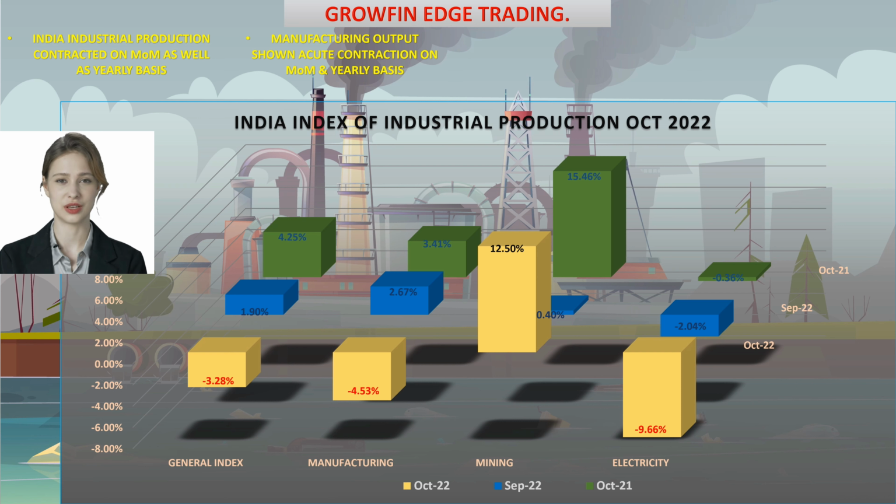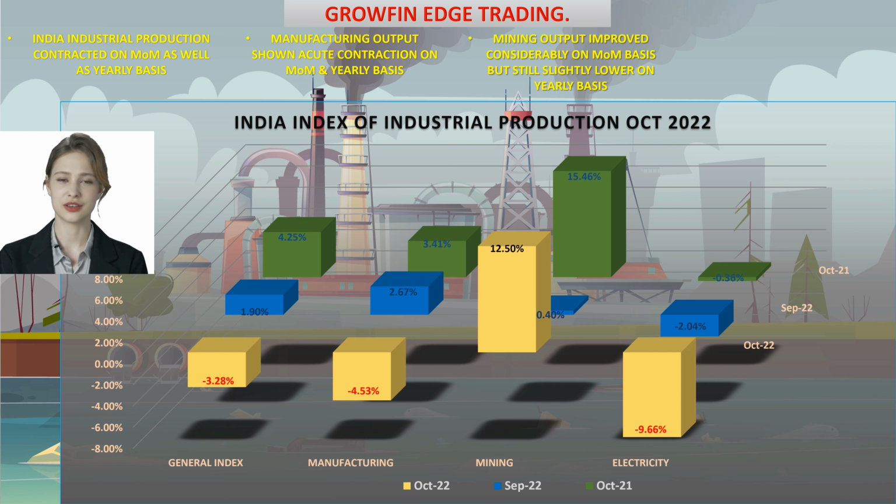Mining production increased by 12.5% in October 2022 versus 0.4% in September 2022 and versus 15.46% in October 2021, indicating mining output improved considerably on month basis but was still slightly lower on yearly basis.